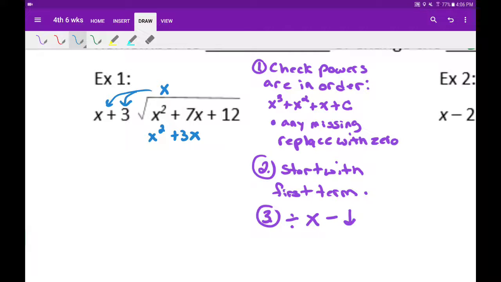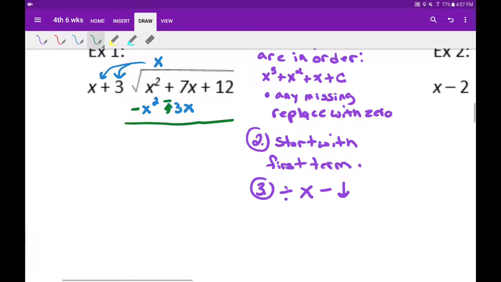So for this one, we're going to subtract it. And what I like to do, when we subtract a polynomial, is just change the signs, just like when we're adding and subtracting polynomials. So distribute the negative, it just changes the sign. So I'm going to make that negative x squared, and then this positive 3x is going to become a negative 3x. So x squared and negative x squared cancel. 7x minus 3x is a 4x. Bring down the 12, so we have plus 12 here.